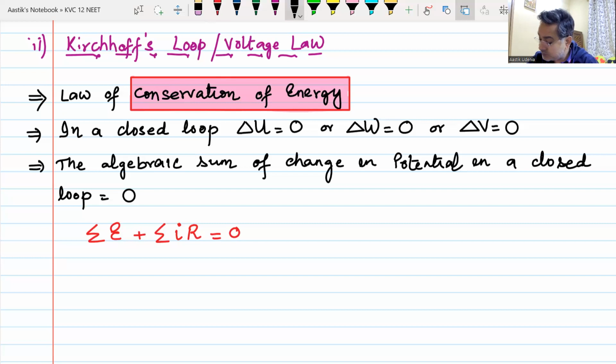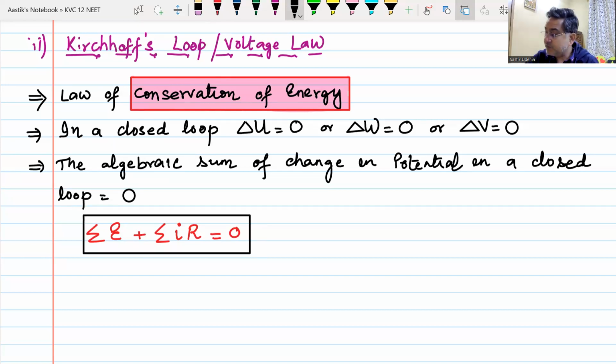This is what Kirchhoff's voltage law or Kirchhoff's loop law states, that if you move in a closed loop in a circuit, the change in potential is zero. I'll give you 2 minutes to note it down. Completed, then we will move ahead.